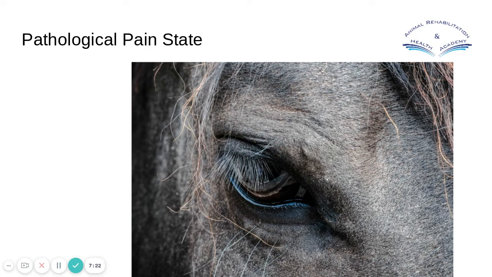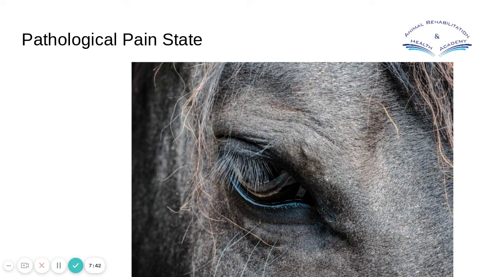Pain doesn't always make sense. It's not always that we damage the tissue and therefore it hurts, we heal the tissue and therefore it doesn't hurt anymore. Unfortunately, as much as I'd like that to be the case, it's not as simple as that. So we can get into a dysfunction of pain and a pathological pain state.